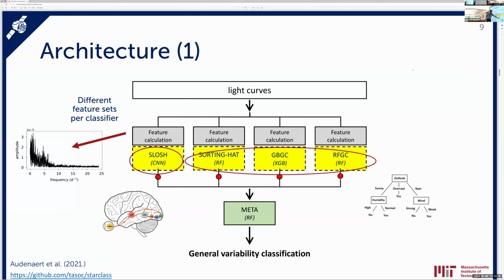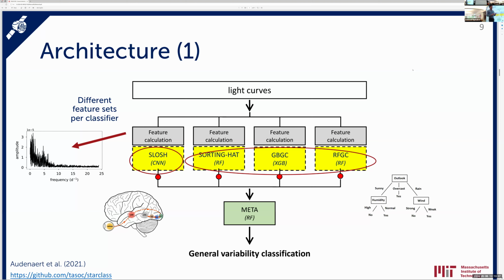But this meta classifier learns the strengths and weaknesses of each of the underlying classifiers and finds when to use which particular classifier. So for example, this one is very good at identifying solar-like oscillations, while this one is much better at identifying eclipsing binary systems and pulsating stars, for example.